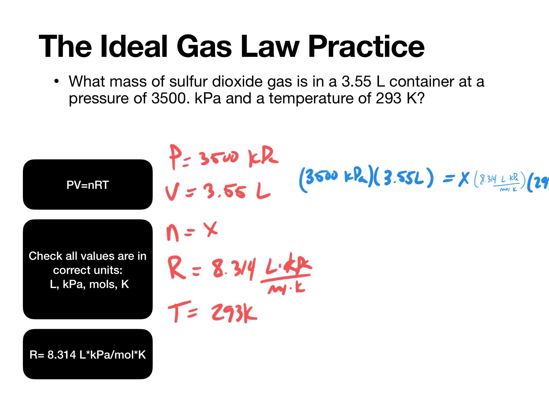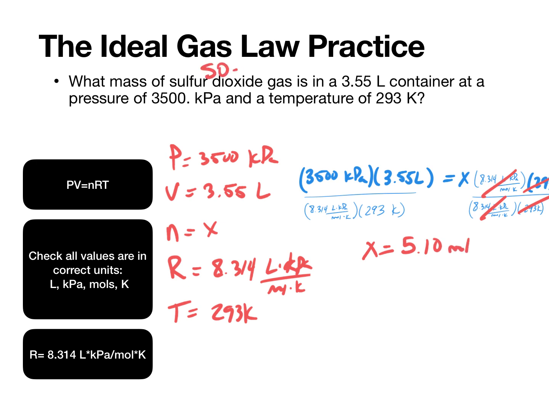And this time I'm going to isolate x. So I'm going to take 8.314 and divide it on both sides, and I'm going to take 293 and divide it on both sides so I can get x all by itself here on the right. And when I punch all these into my calculator, I get x is equal to 5.10 moles of sulfur dioxide gas. That's SO2, so moles of SO2.